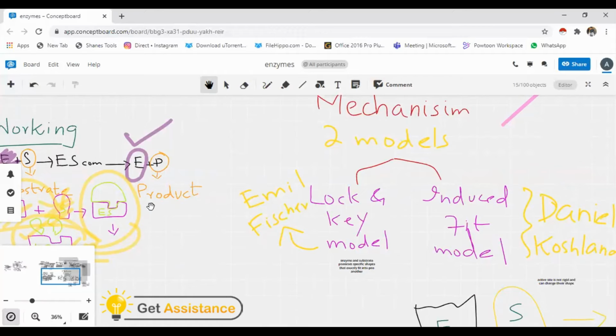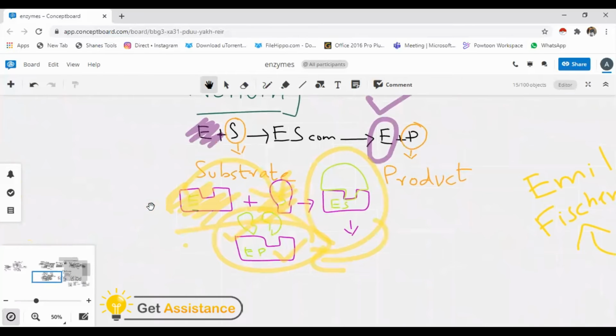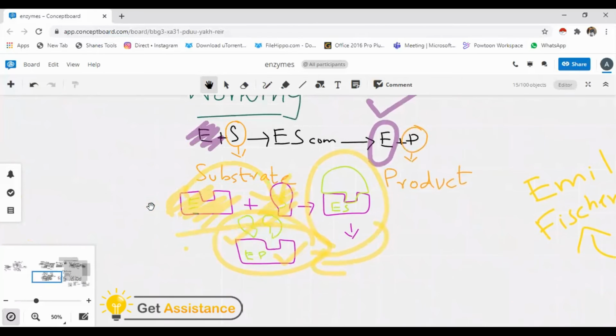So Emil Fischer was a scientist. He was a German chemist. In 1894, he proposed a model. He named it the lock and key model. What did the lock and key model basically say? According to the lock and key model, the enzyme and the substrate have a specific shape and they fit exactly into one another. As I have shown you over here, the shapes of enzyme and substrate are exactly similar to each other, so they can easily be compacted, and they termed it the lock and key model.